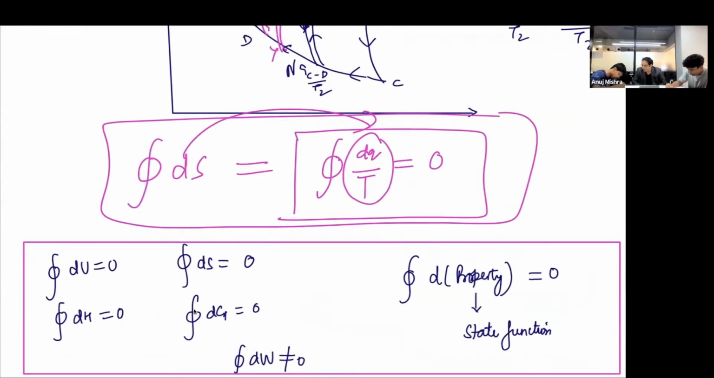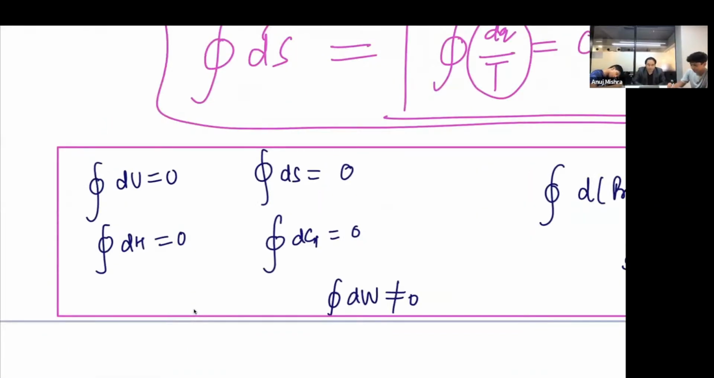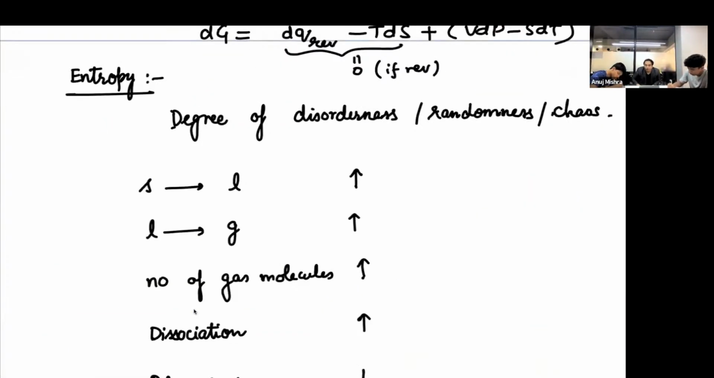Degree of quantity. Is that okay? Degree of chaos. We can minimize that, because nobody's there, right? So we can minimize that window. No, the first one. Yeah, perfect. So, degree of disorderness, degree of randomness, or degree of chaos.